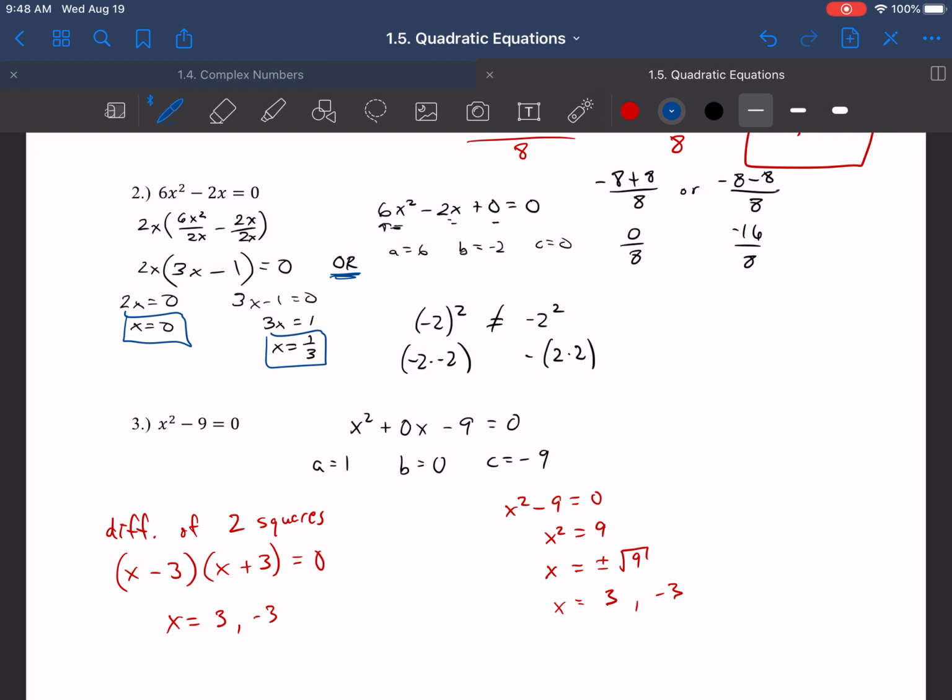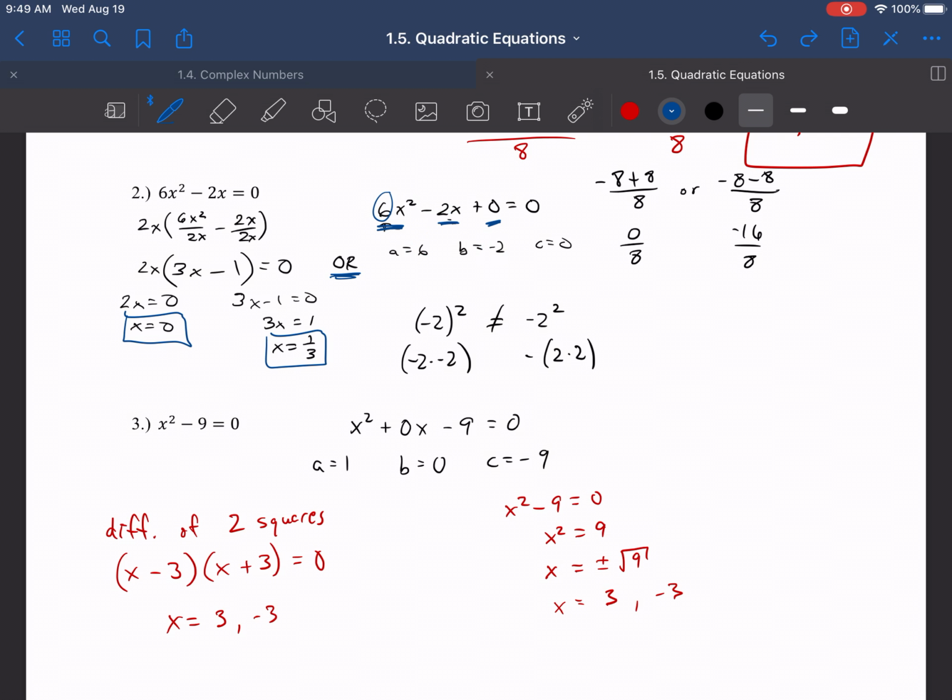So again, 6x squared minus 2x, right? 6x squared minus 2x, and then we have to add this plus 0 in because we don't have a c value. That tells me that a equals 6. That's this 6 right there. B equals negative 2. Don't forget that negative with it because it's a minus 2, so it's negative 2. And then C again equals 0 right there.